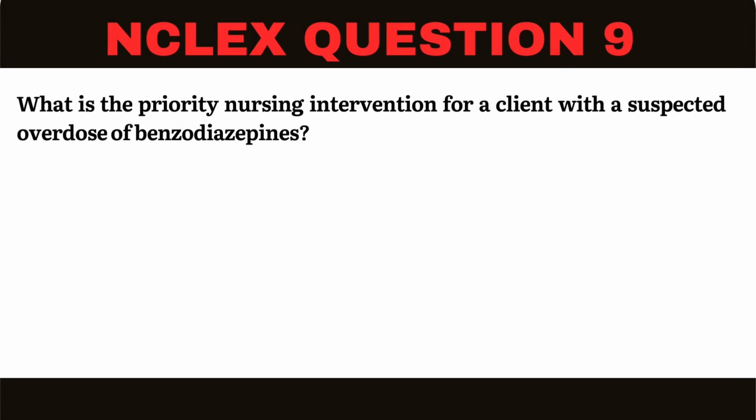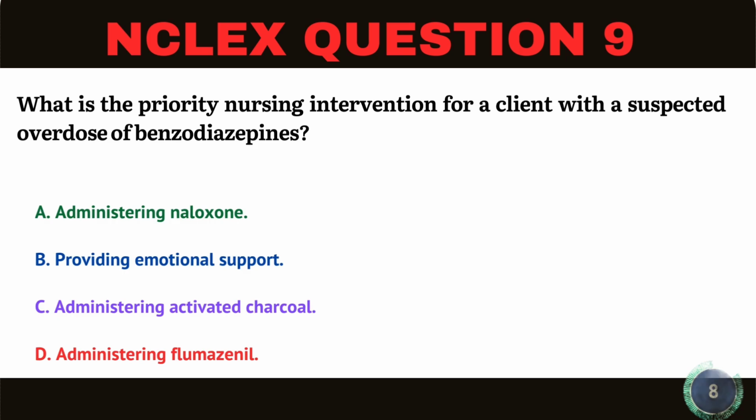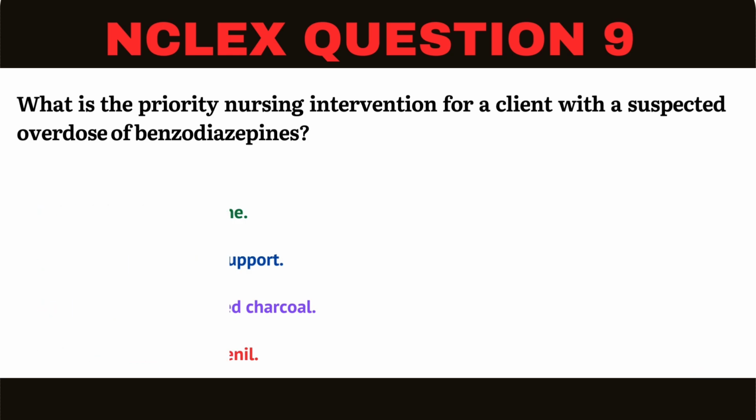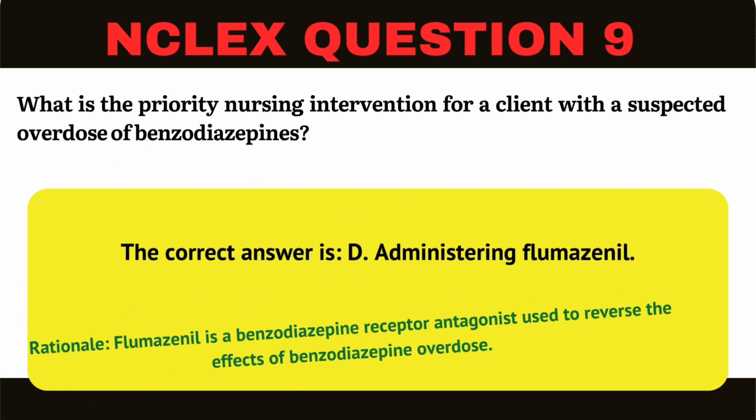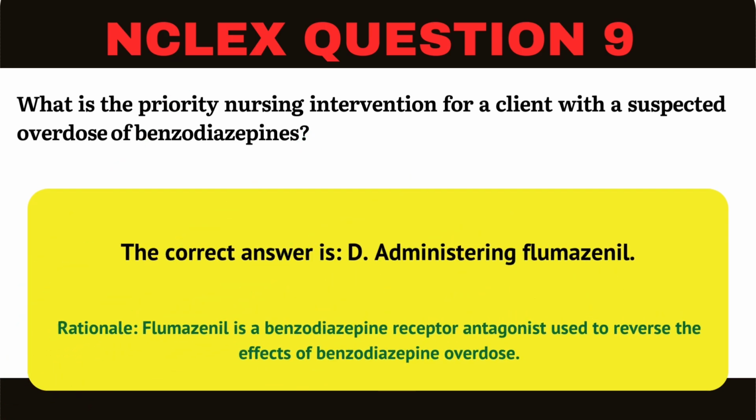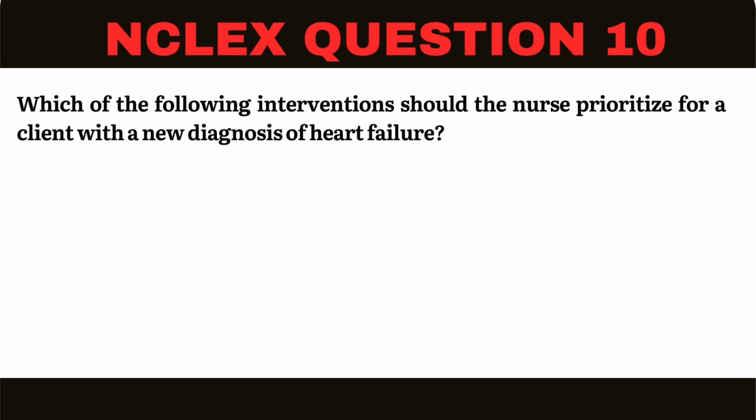What is the priority nursing intervention for a client with a suspected overdose of benzodiazepines? A. Administering naloxone. B. Providing emotional support. C. Administering activated charcoal. D. Administering flumazenol. The correct answer is D. Administering flumazenol. Rationale: flumazenol is a benzodiazepine receptor antagonist used to reverse the effects of benzodiazepine overdose.